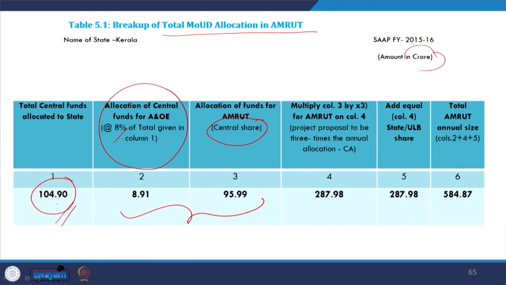Including this, the total funding which Kerala would get is 104 crores, and we see how they are distributing this: how much will be the central share and how much will be the state share, and then what will be the total AMRUT size, which we see here. So that is how the calculations are done.